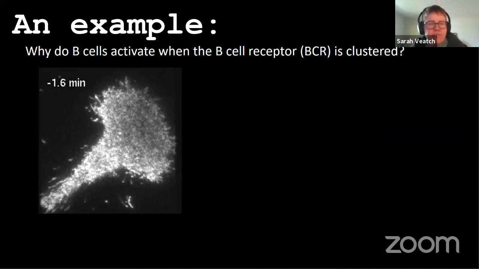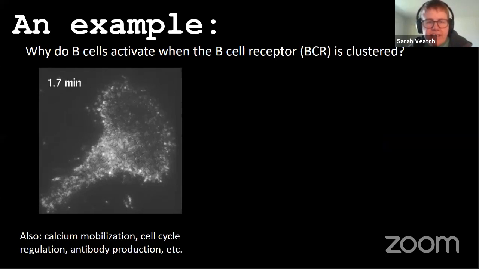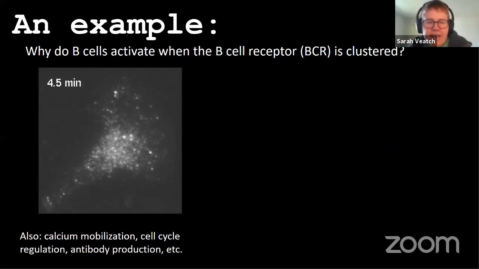So one of the projects that we focus on in the lab involves why immune cells, in particular B cells, activate when their B cell receptors, or immune receptors, are clustered. Here's an example of a B cell being imaged by microscopy, and we add a cross-linking ligand at time equals 0, and you see these dramatic clusters form.